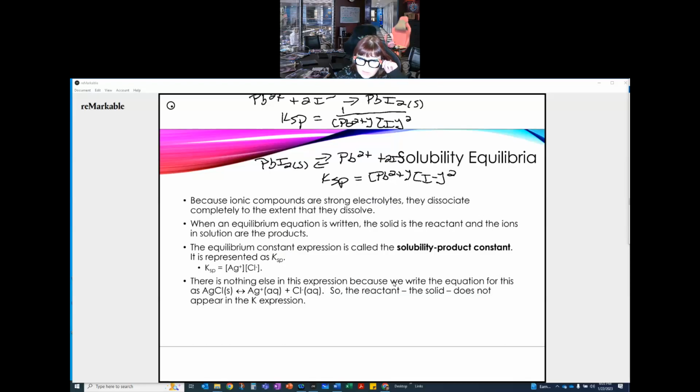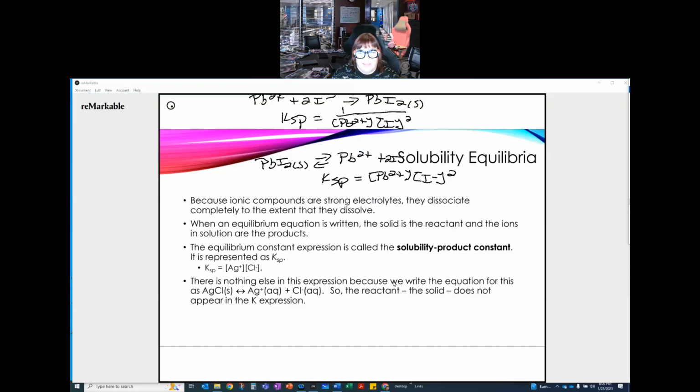Our KSP is always equal to the product of the ion concentrations raised to their stoichiometric coefficients. Because I have 2I-, that has to be squared. There's nothing else that we see there. That's what my KSP is going to look like for any of these things. Awesome. I know how that works because I can write equilibrium constants, so that shouldn't be a big deal.